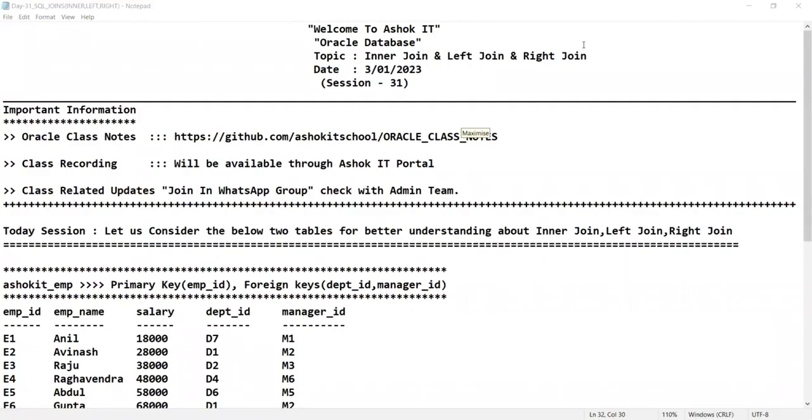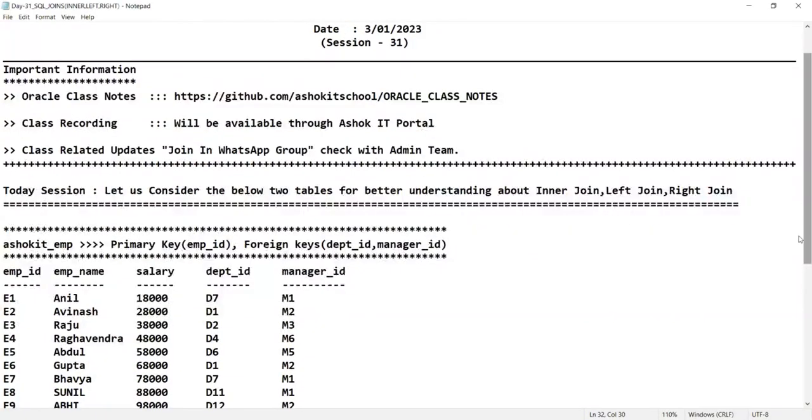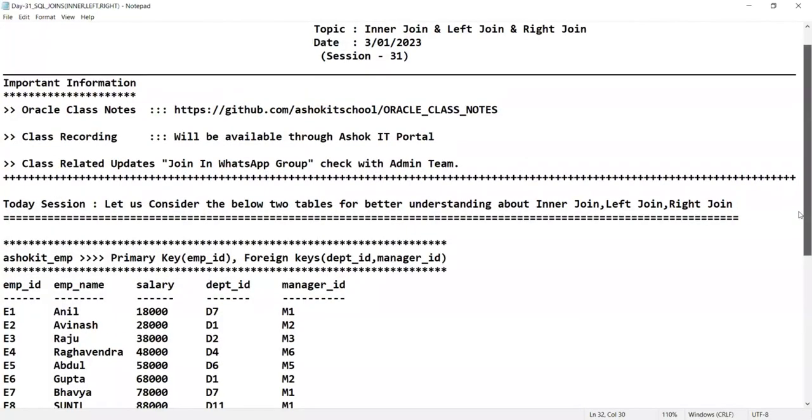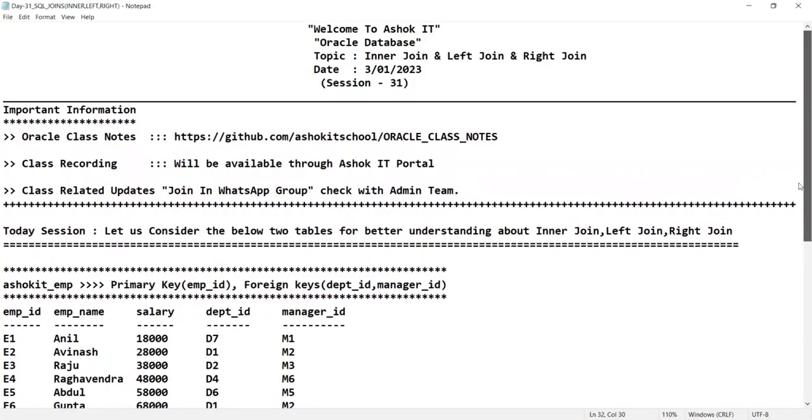As part of yesterday's discussion, we started with understanding the different types of SQL joins. We completed the inner join and the left join. For a better understanding of the inner join, left join and right join, I'm going to take only two tables. Most people get confused on the inner join and left join from yesterday's discussion, so to understand more clearly how these joins work, I'll keep it simple.